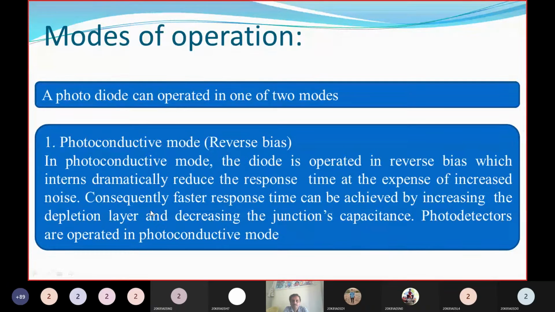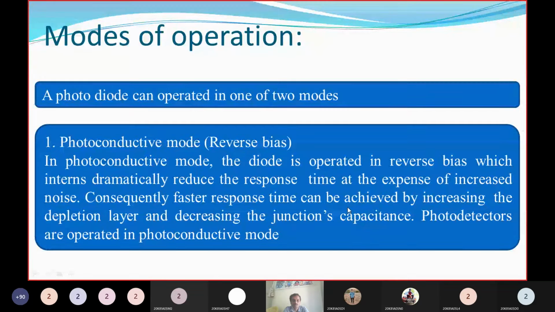Consequently, faster response time can be achieved by increasing the depletion layer. If you increase the width of the depletion layer, what happens? Automatically the response time decreases. And we also have to decrease the junction capacitance. While reducing the junction capacitance, we can improve the response time. So photodetectors are operated in reverse bias mode or photoconductive mode.